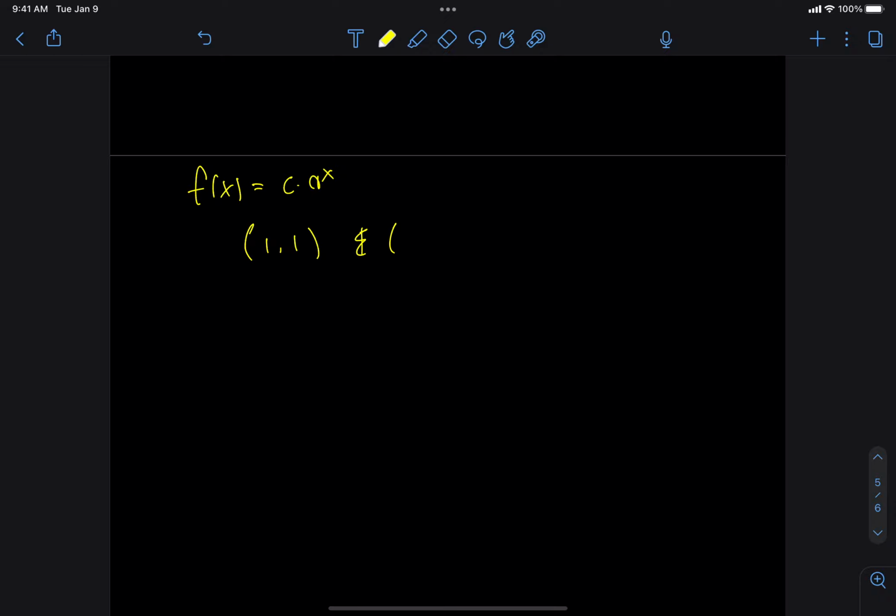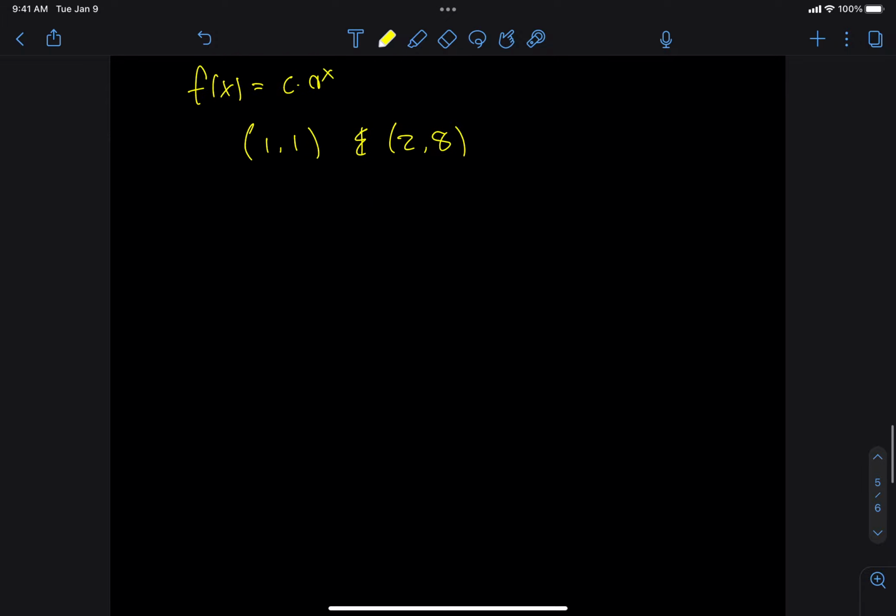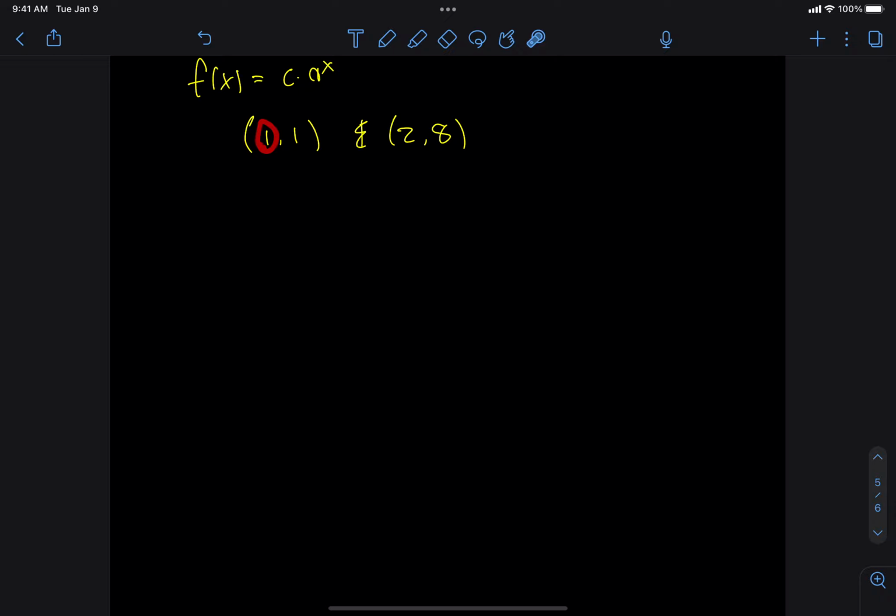So let's see one where we have f of x, again, is equal to c times a to the x, and we have it passing through the points (1, 1) and the point (2, 8). So this is a different type of problem, which is a bit harder. Okay, so why is it harder? It's harder because this number isn't 0. If this number was 0, we would be able to get c really fast.